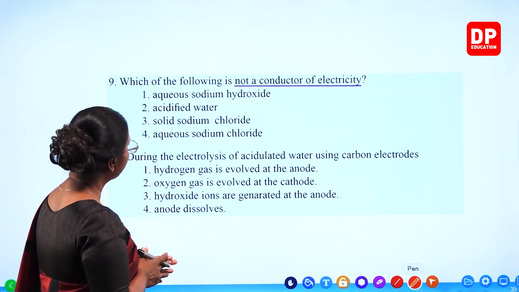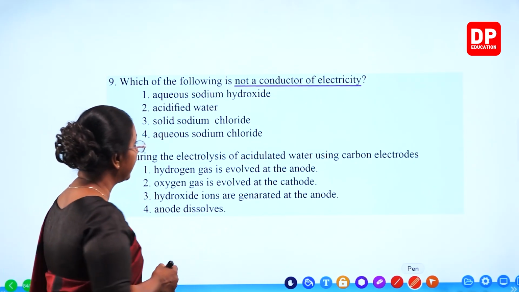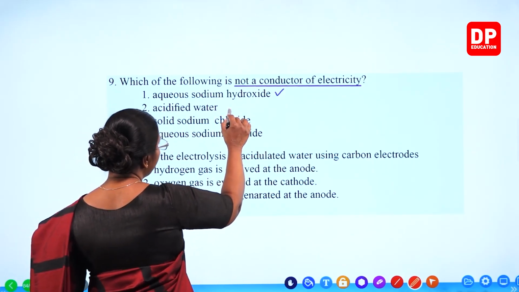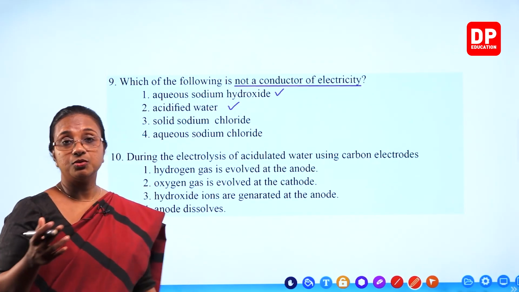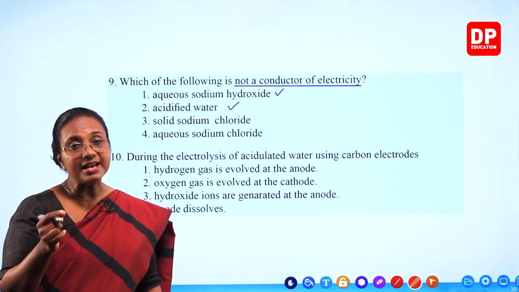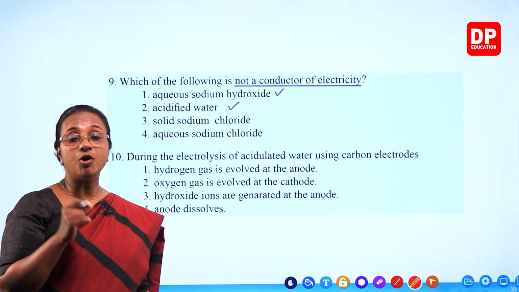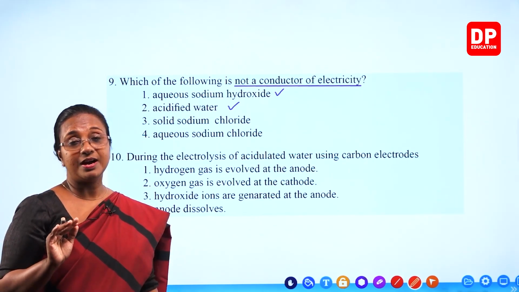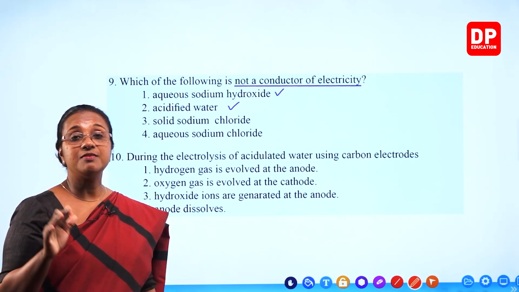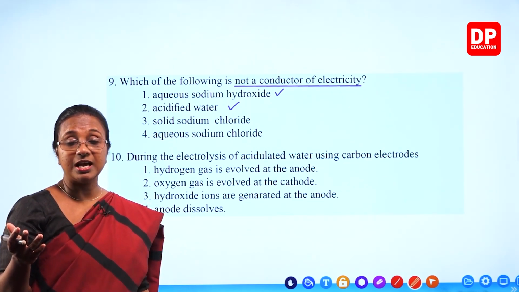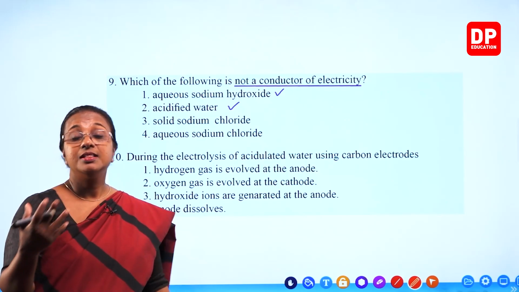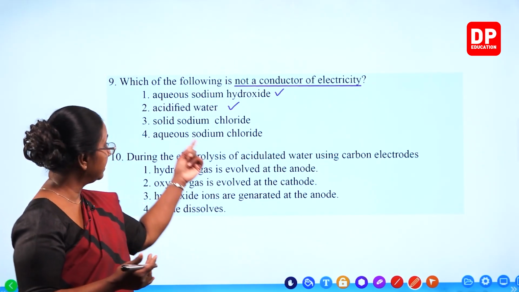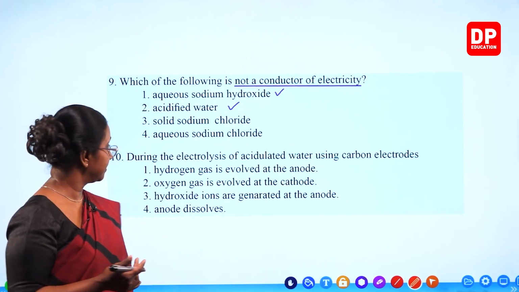Aqueous sodium hydroxide, yes, there are mobile ions. So it does conduct electricity. Acidified water, yes. Water is a covalent compound. It ionizes a little bit, but still water doesn't conduct electricity well. But when you acidify it, due to the presence of sulfuric acid, usually we use sulfuric acid to acidify water, there are more mobile ions in water. Because of that, it is a good conductor of electricity.